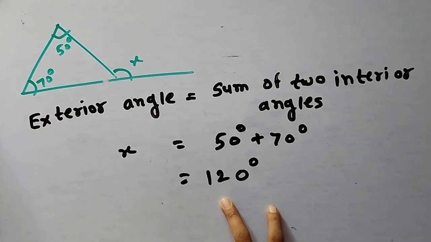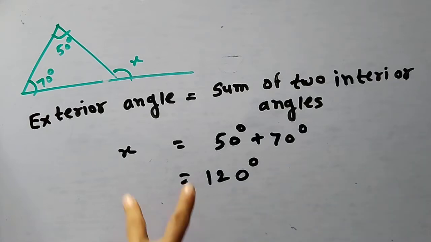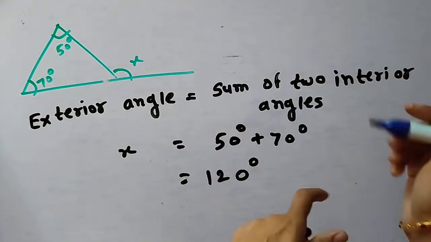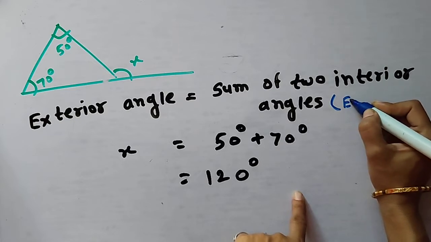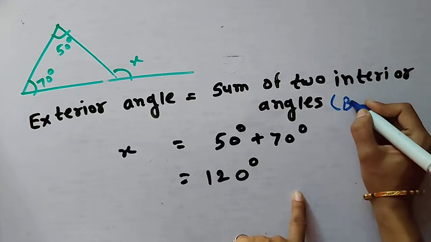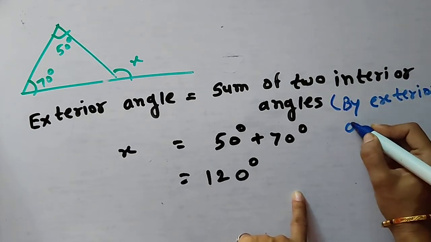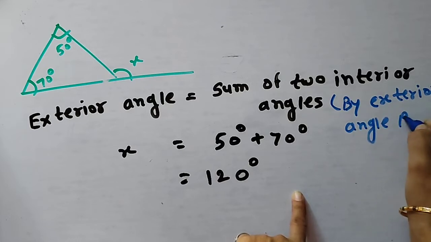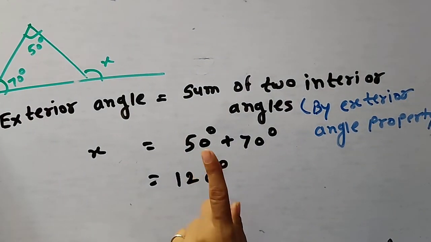This is your answer. Again you have to write here: exterior angle equals the sum of two interior angles. In brackets you have to write which property this is. You have to write by exterior angle property. Okay, this is by exterior angle property. In this way you have to solve question number 1.